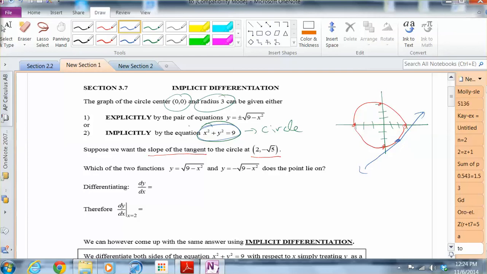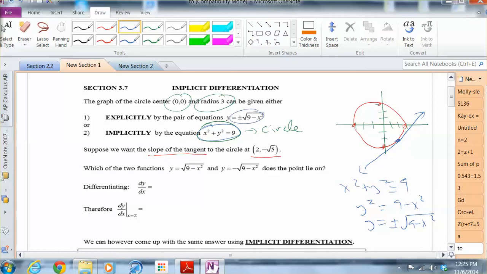But what we could do instead is we can rewrite our equation x squared plus y squared equals 9 by isolating y. So we can subtract x squared from both sides, square root both sides, and you get y equals plus or minus root of 9 minus x squared, which is right here. And that's called an explicit formula because we're clearly told what y equals, whereas it's a bit more implied, or implicit, with x squared plus y squared equals 9 right over here.